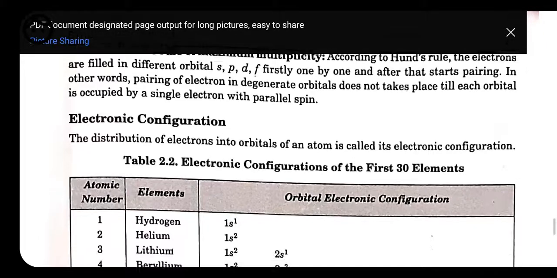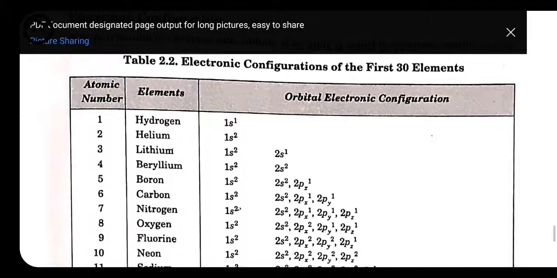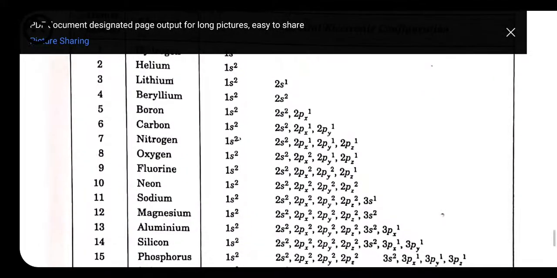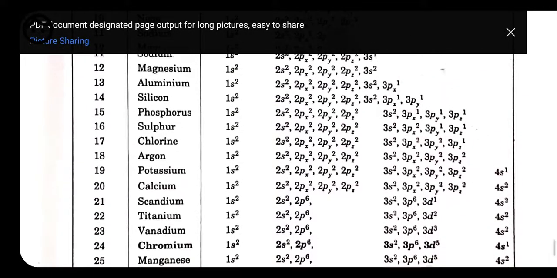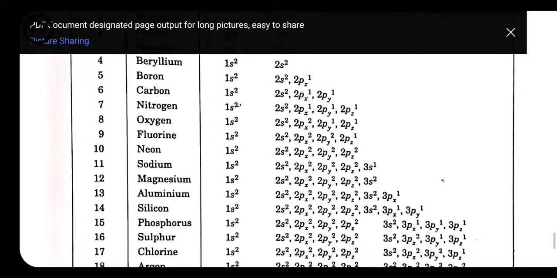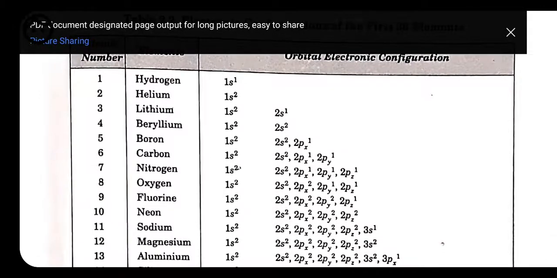Last, we have the electronic configuration. See here, the electronic configuration is given from hydrogen to zinc. Please see the electronic configuration. It is very important because in class 11th only you are introduced to s, p, d, f. So you have to do electronic configuration on the basis of s, p, d, f also. If you get any doubt, kindly contact me, because electronic configuration is very necessary to know. Questions will definitely be asked from this section also.